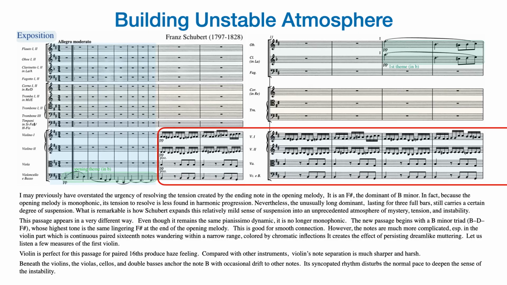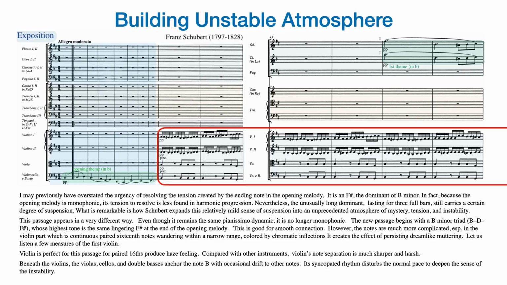by a passage that is very different from the beginning. As you can see on the score, the red rectangular part is this new passage. It's very different from the beginning part. Even though it remains the same pianissimo dynamic, it's no longer monophonic.